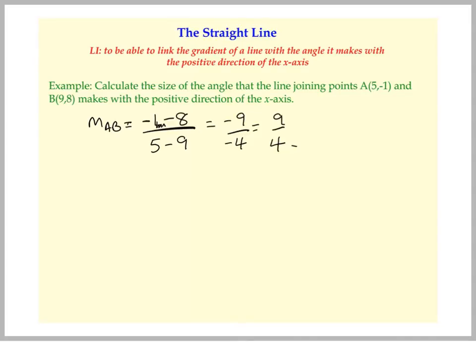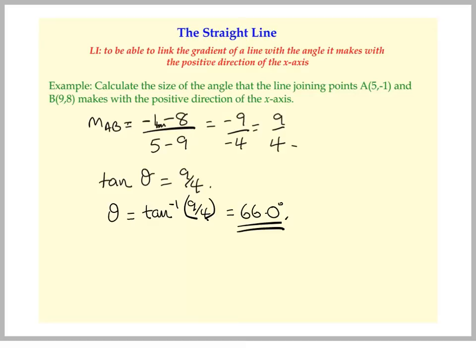Now that means that tan theta, tan of the angle, is 9 over 4. What we'll have to do now is solve a trig equation, very easy one. So we say theta is tan to the minus 1 of 9 over 4, which is tan to the minus 1, 9 over 4, 66.0 degrees. Next!